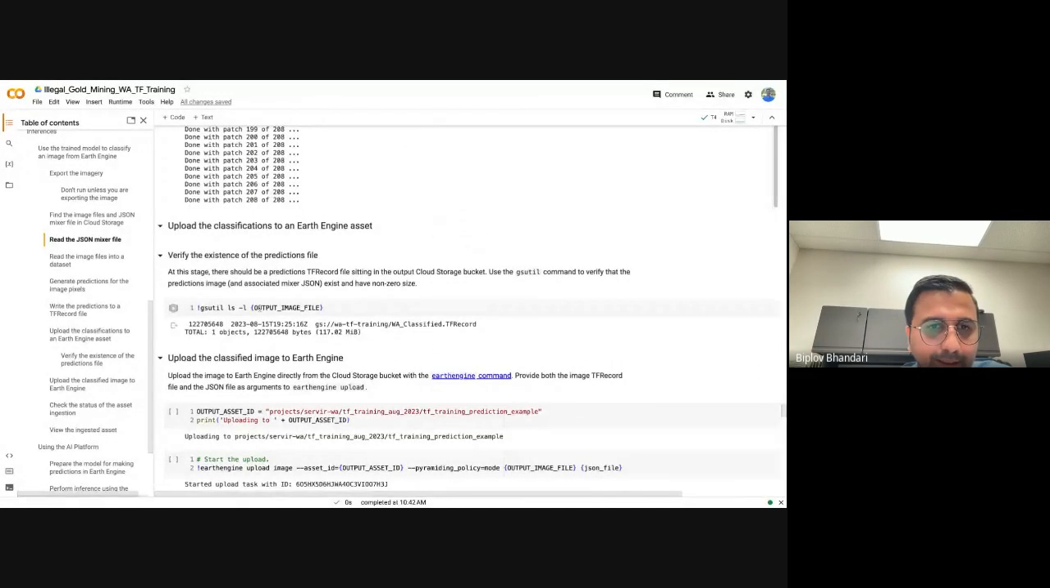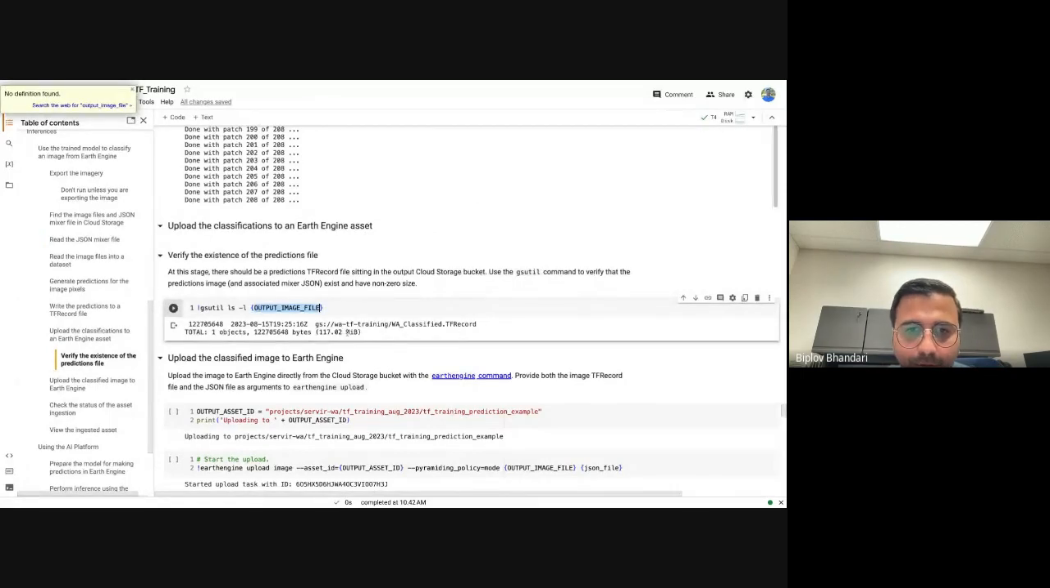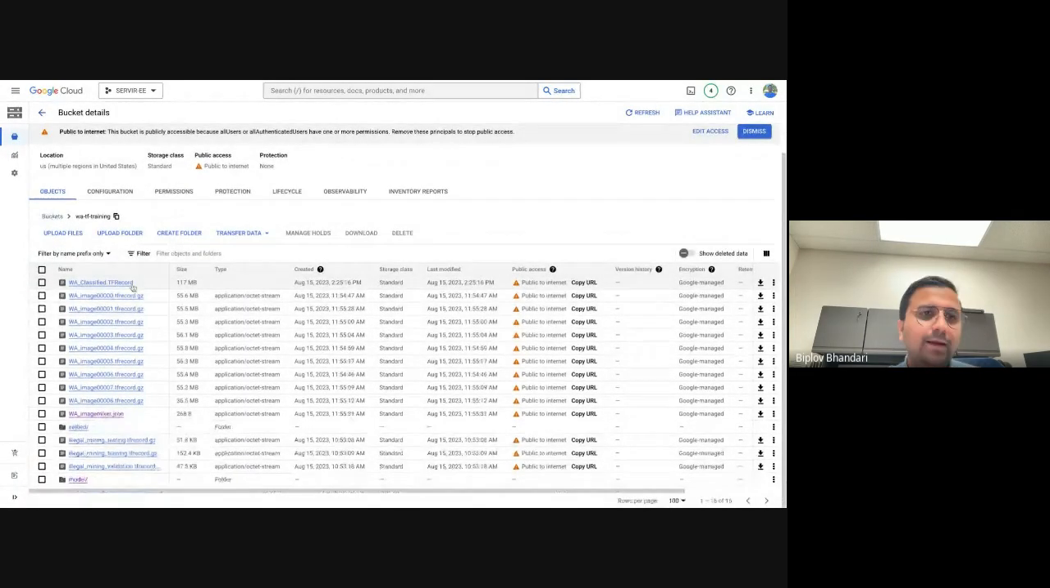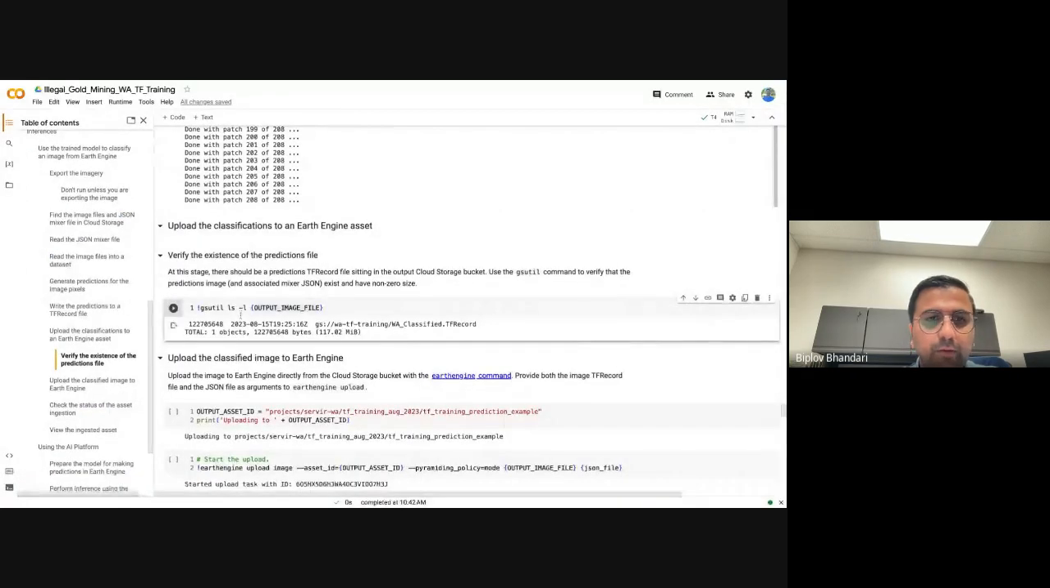Now we have the data. We uploaded that data to our WA_classified TFRecord. If you go and look at the data here, we have the prediction. Again, remember this prediction only has numbers in it. It doesn't know the geographical extent or where that lies on the earth.